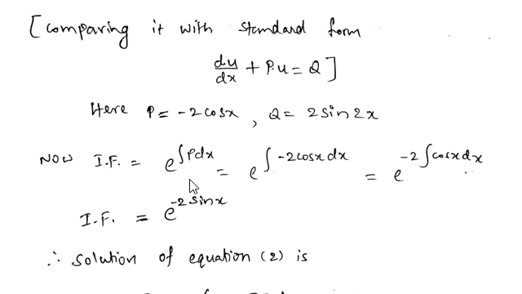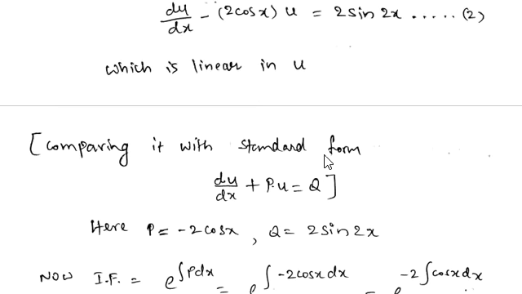The integrating factor is given by e to the power of integral p dx, and here e to the power of integral of minus 2 cos x dx. Minus 2 is a constant, so writing it outside the integration, we have integral of cos x dx. We know the integral of cos x is sin x, so the integrating factor becomes e to the power of minus 2 sin x.